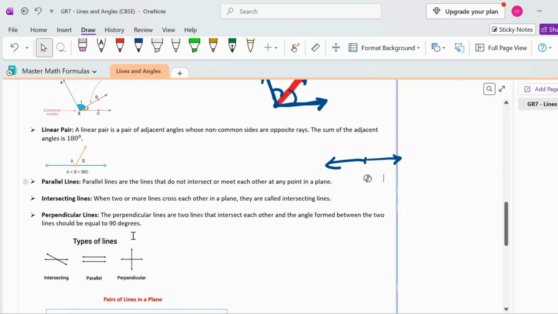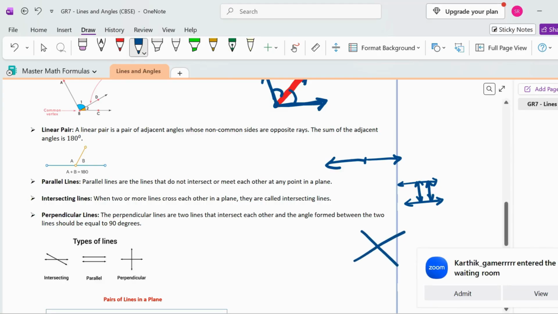Now let's talk about parallel lines. When are two lines said to be parallel? They are said to be parallel when they do not meet at all when extended on either directions. And they are equidistant from each other at any point. This distance will always be the same. Two lines are said to be intersecting if they have one point in common.